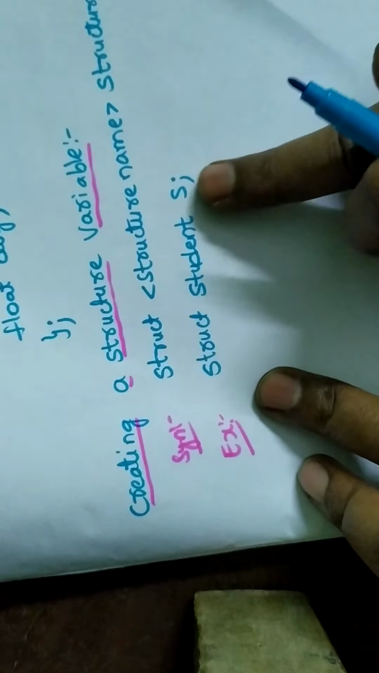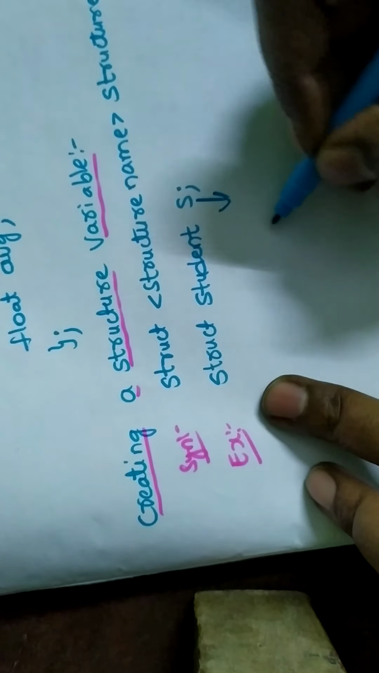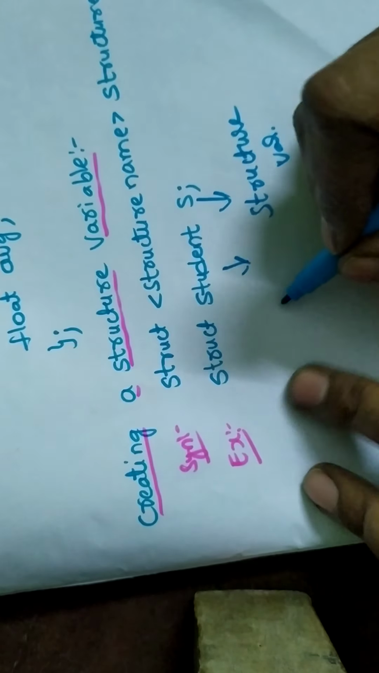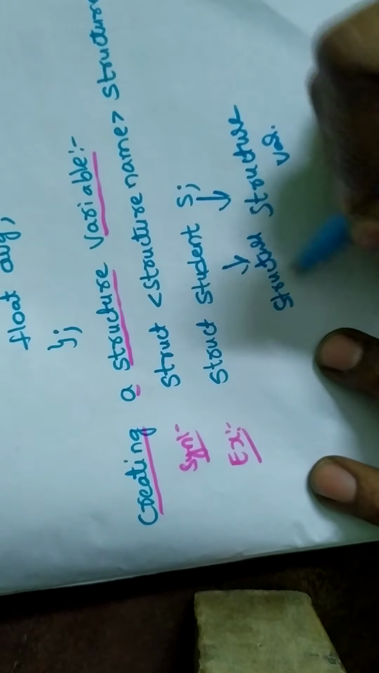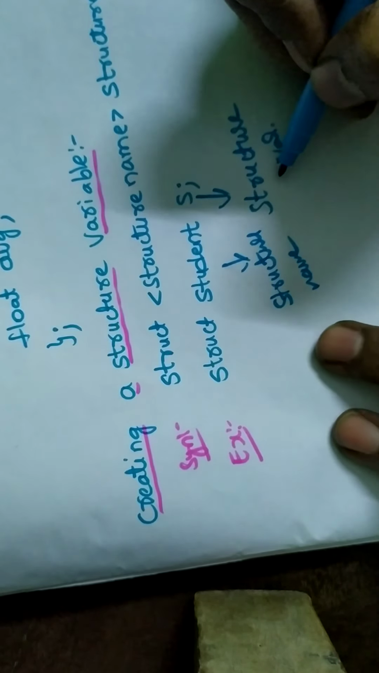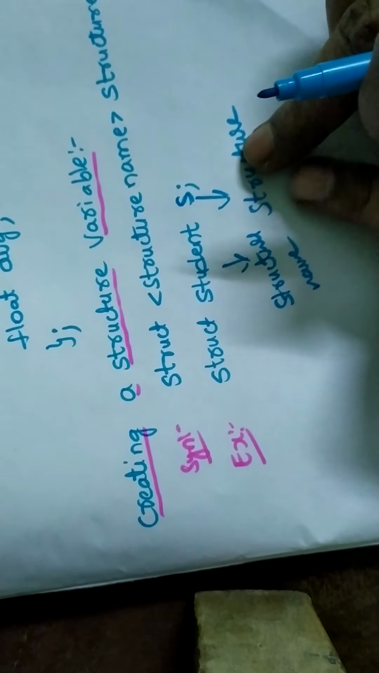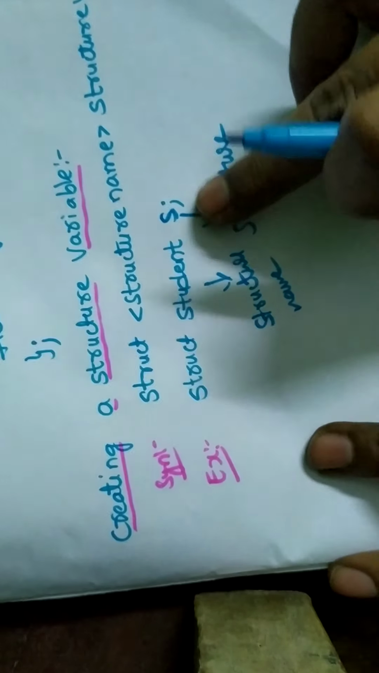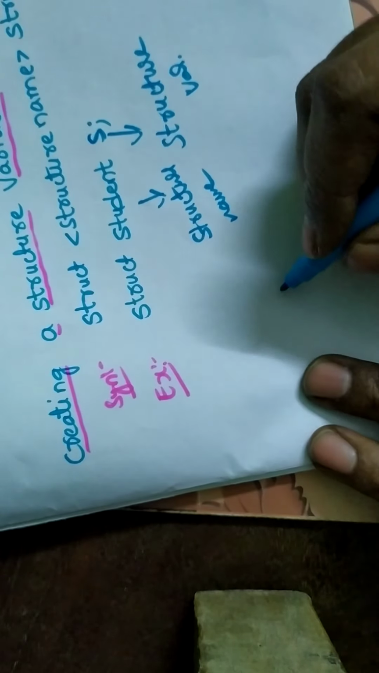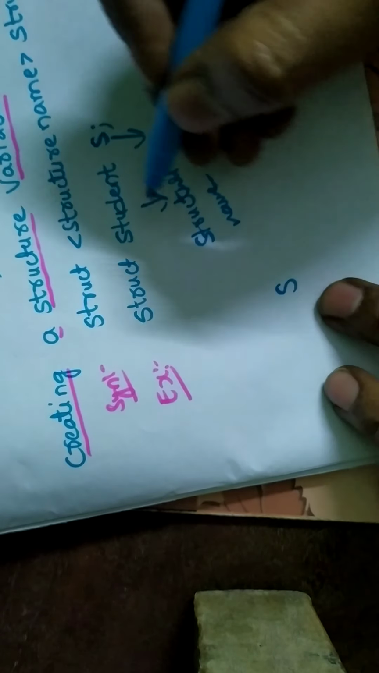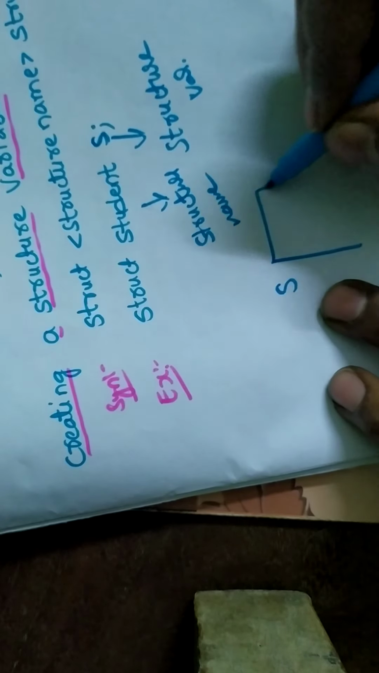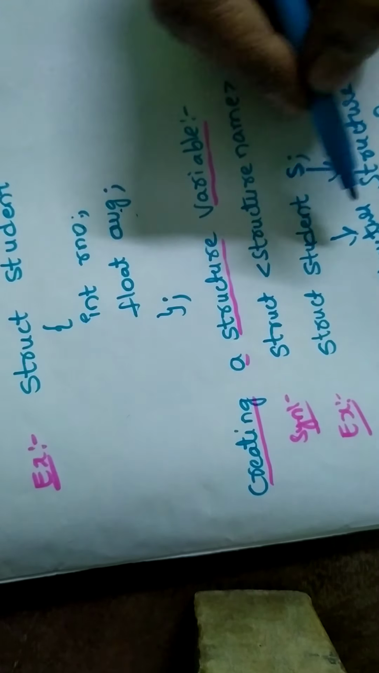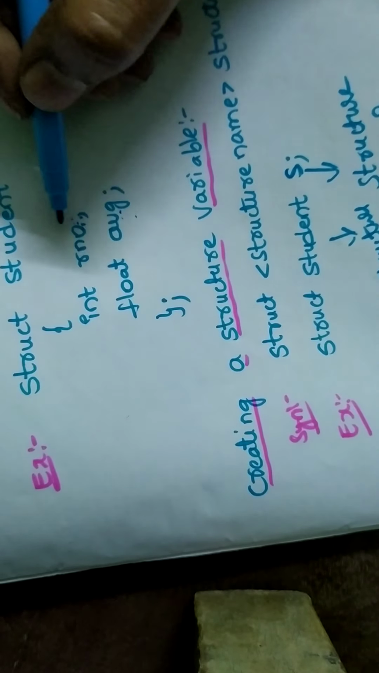So here, struct student S. S is a structure variable here. And what is student? Student is the structure name. When we create a structure variable, this structure variable will occupy the memory needed by student structure data members. Now coming to the memory occupation. S is a structure variable here and S is a student structure variable. So it will occupy memory for roll number and average, because in student structure we have only two variables, roll number and average.